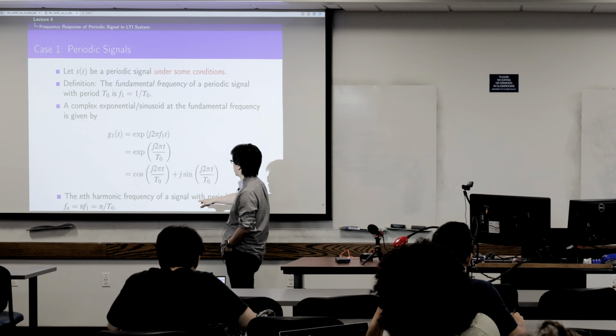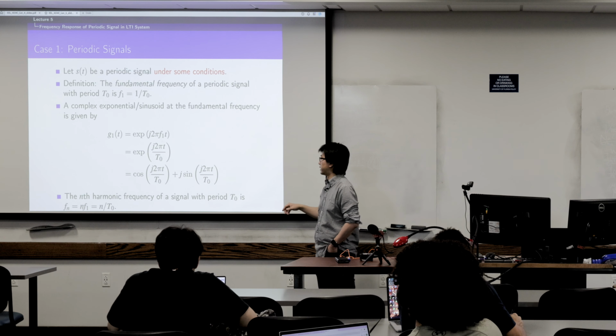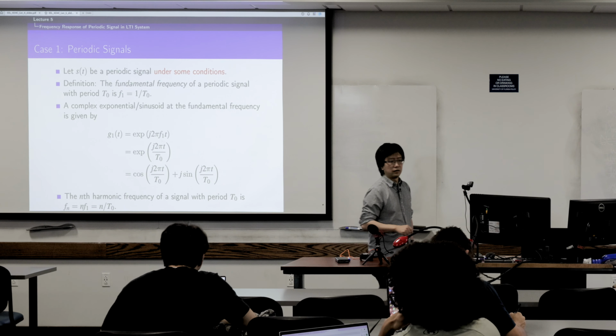We call the nth harmonic frequency of a signal with a period of T naught this: Fn is denoted by n multiplied by F1. Like the k before, right? Before we used k, so k multiplied by omega naught is just multiples of the fundamental frequency, and we call that harmonics, the nth harmonic in this case. Very good. Any questions?